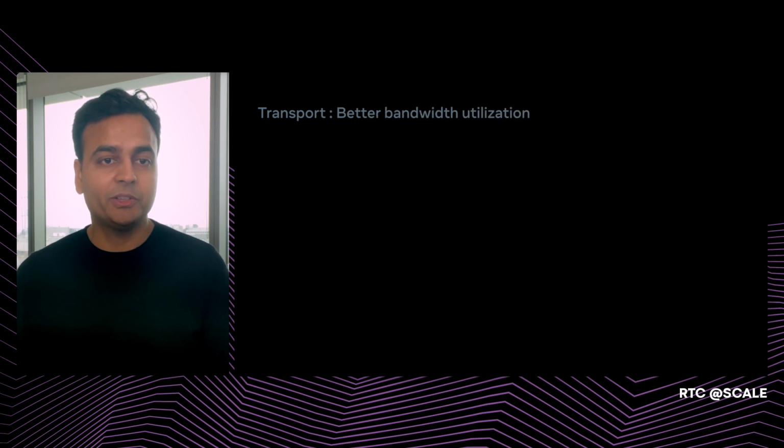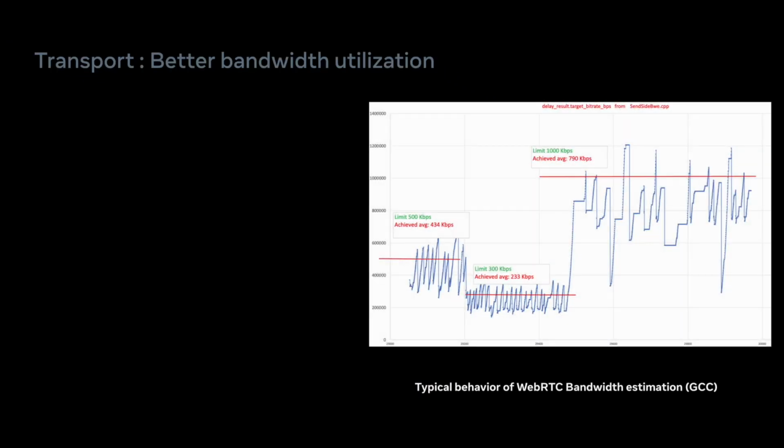The second aspect of transport is better bandwidth utilization. In this graph, you can see a typical behavior of Google congestion control, which is the bandwidth estimation used by WebRTC. In this little experiment, we used a network simulator and we capped the network bandwidth at a certain level. The red line shows you the achieved average bandwidth during that interval, and the green label shows you the set bandwidth for that interval. And you can see that the achieved bandwidth is significantly lower as compared to the available bandwidth.